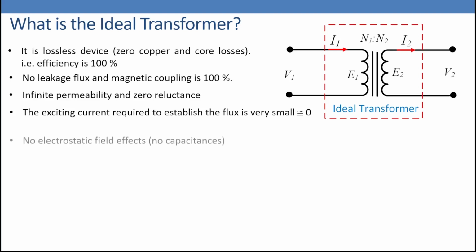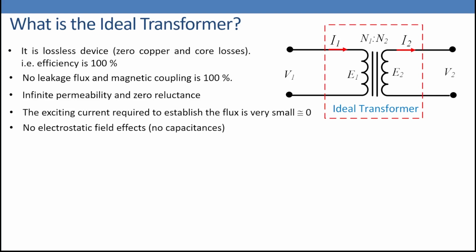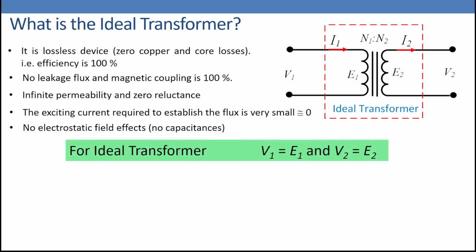Another assumption, there are no electrostatic effects. Capacitance inside the transformer can be ignored. Due to all of these ideal conditions, the applied primary voltage equals the induced voltage EMF in the primary side, so we can say that V1 equals E1, and similarly in the secondary side, V2 equals E2.